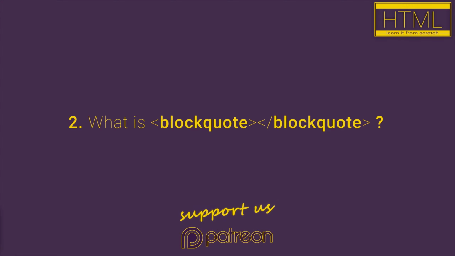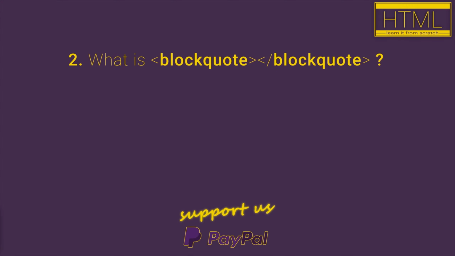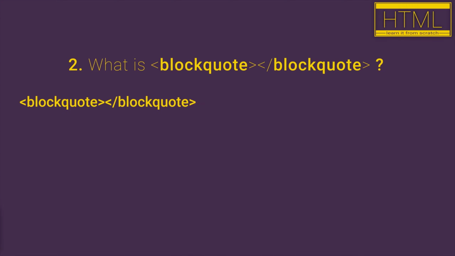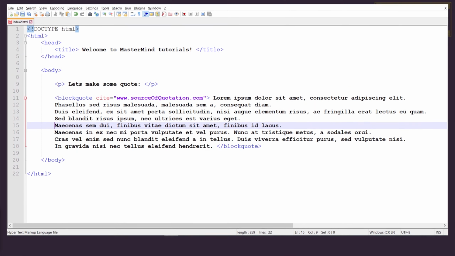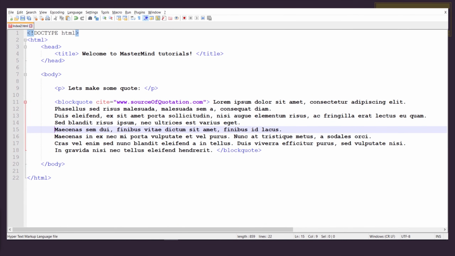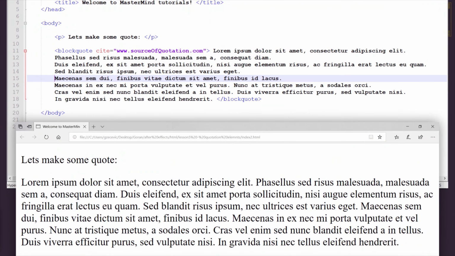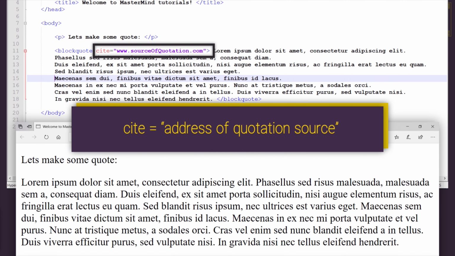What is the blockquote HTML element? The blockquote HTML element is an element that we usually use for some larger quotations for which we want to add the source of our quotation. So basically, with the blockquote, we can create that quotation, and with the cite HTML attribute, we can set what is the address from where we actually took this quotation.